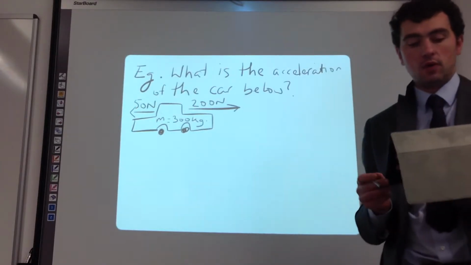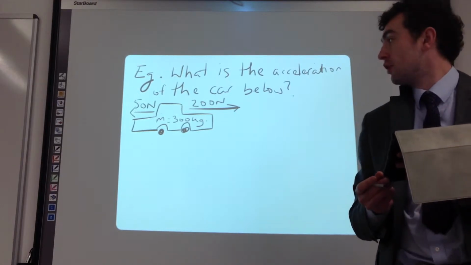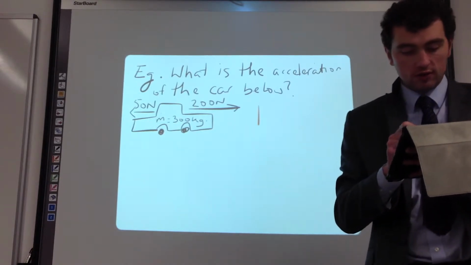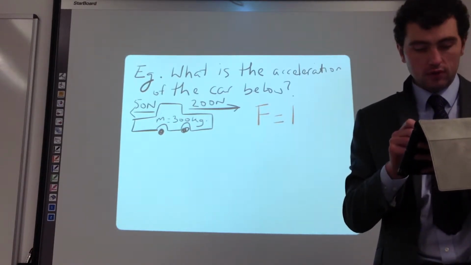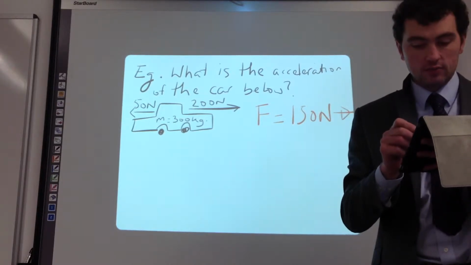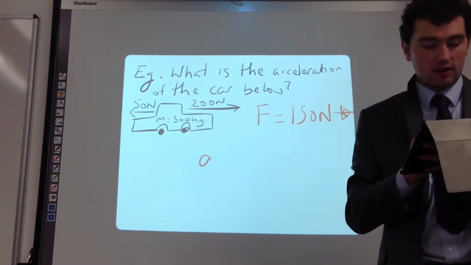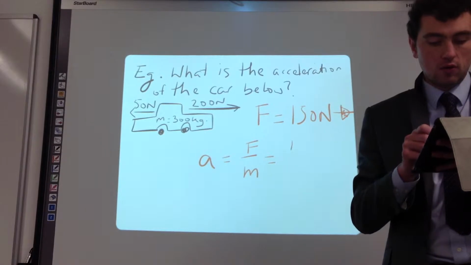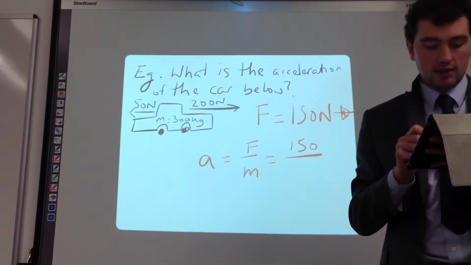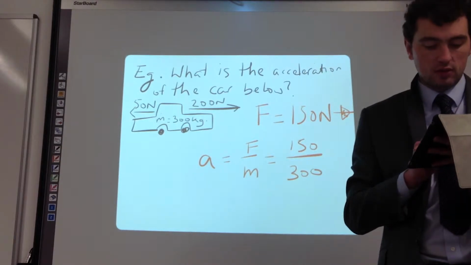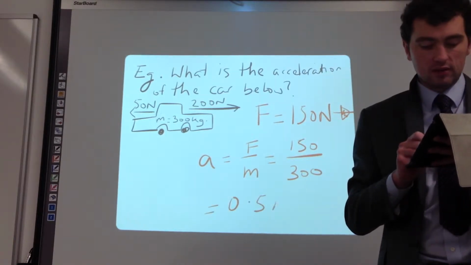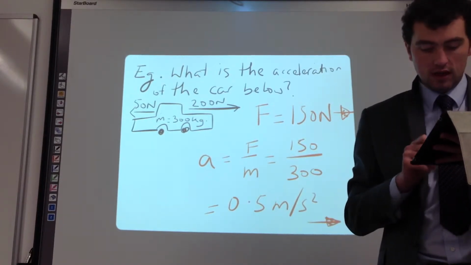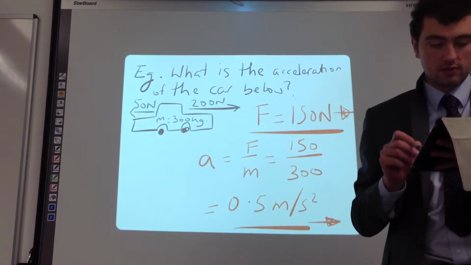The other type of question you can get asked is, what is the acceleration of the car below? So we can see we've got a force body diagram. First thing we have to do is find out the resultant force. The resultant force is equal to 150 newtons in this direction. So now the acceleration is equal to the resultant force divided by the mass, which is 150 divided by 300, which is equal to 0.5 in the unit of acceleration, meters per second squared, and it's going to be in this direction here because the acceleration has to be in the same direction as the resultant force.